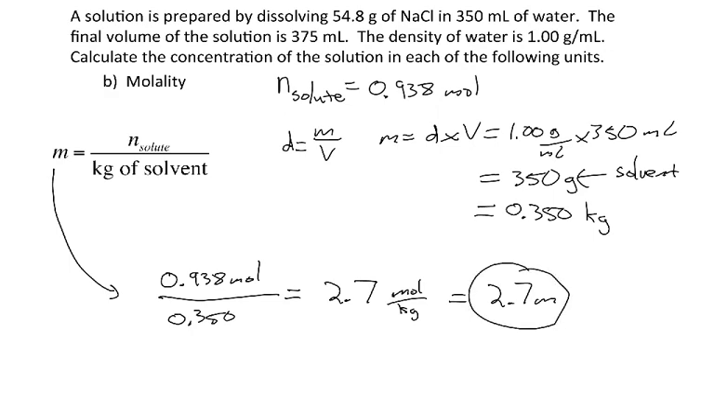And to see why I should only have two significant figures, if we go back and look, the volume of the water, I only know to two significant figures. So actually, when I calculated the mass here in kilograms, that should have been 0.35 kilograms to the correct number of significant figures. Okay, so let's go on to look at our next unit of solution concentration.